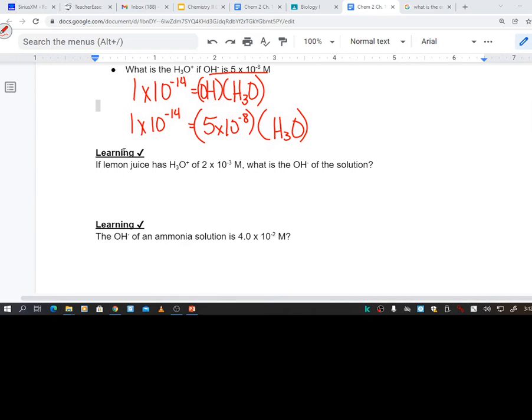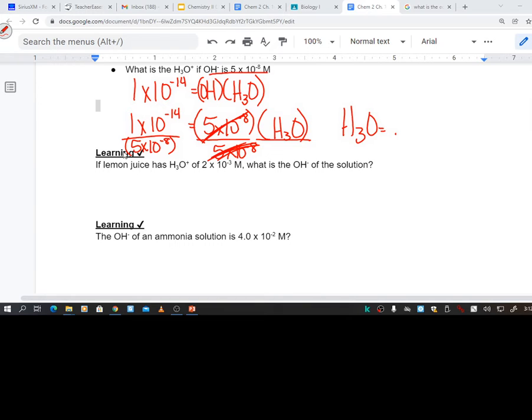Okay, so now to get H3O by itself, I've got to divide each side by this number. In my calculator, I have to put this in parentheses or it will not give me the right answer. Now this cancels out through division. So I'm going to take 1 times 10 to the negative 14th and divide by 5 times 10 to the negative 8, that in parentheses. And now my H3O, it gives me 0.00000002.